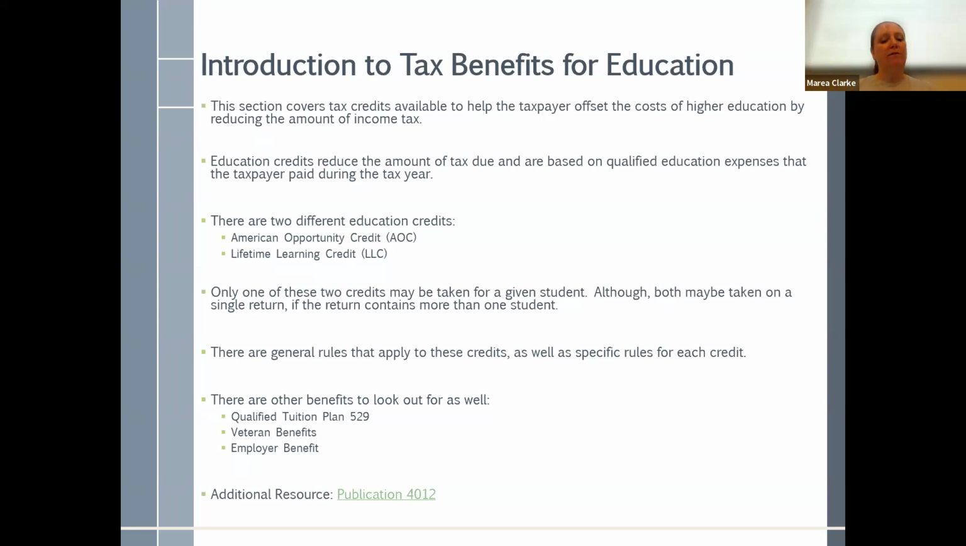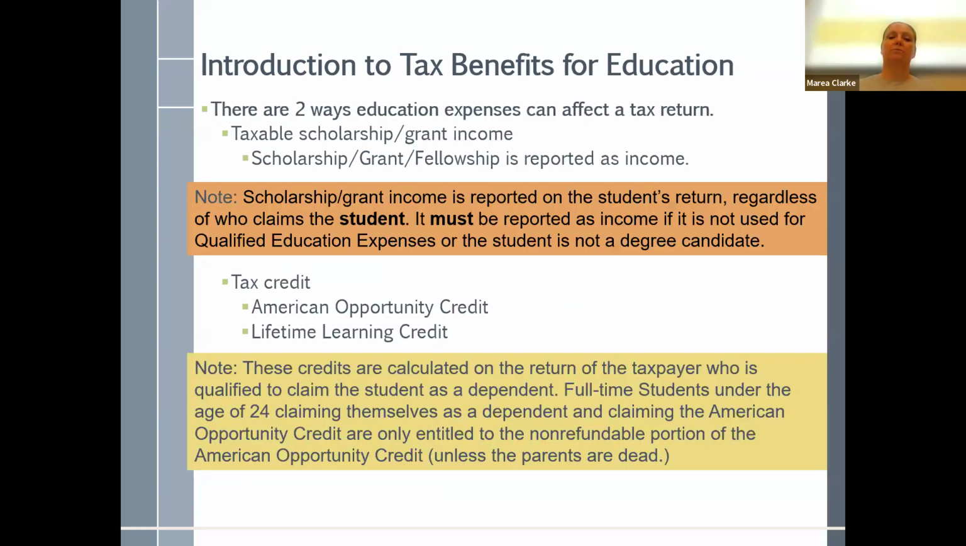There are other benefits to look out for. Sometimes people have qualified tuition plans or employer benefits. There can be scholarships and fellowships that will pay for college as well. We're going to talk about some of those here.